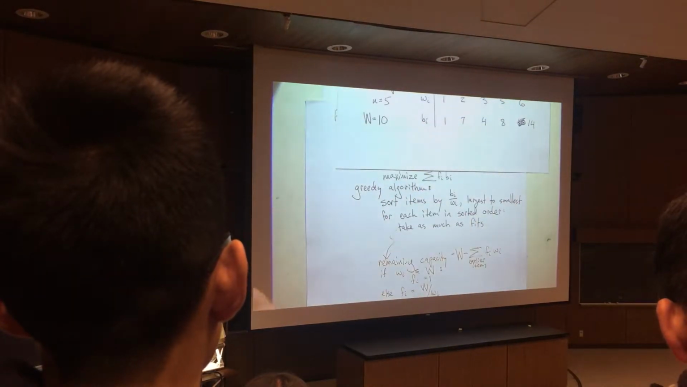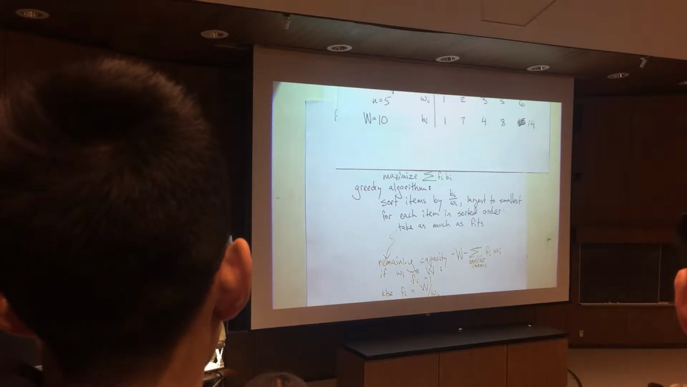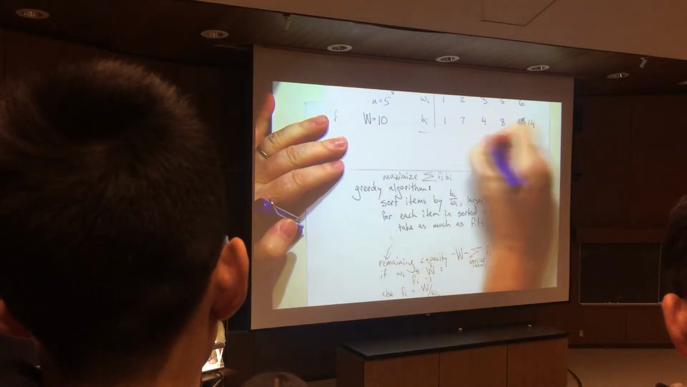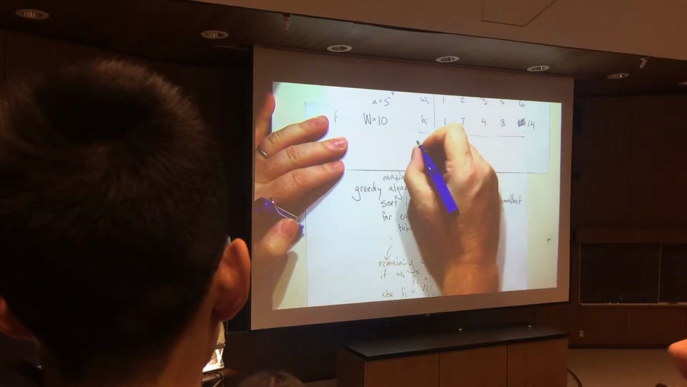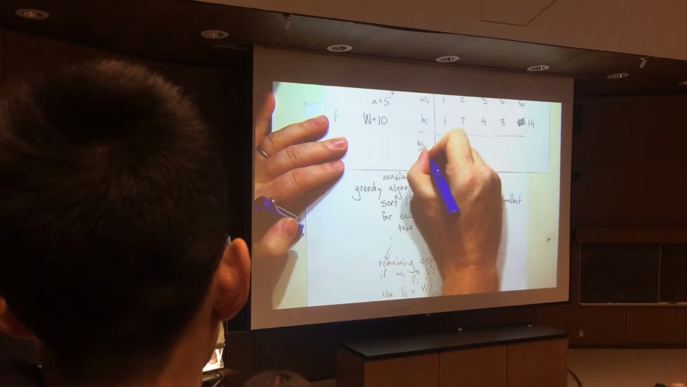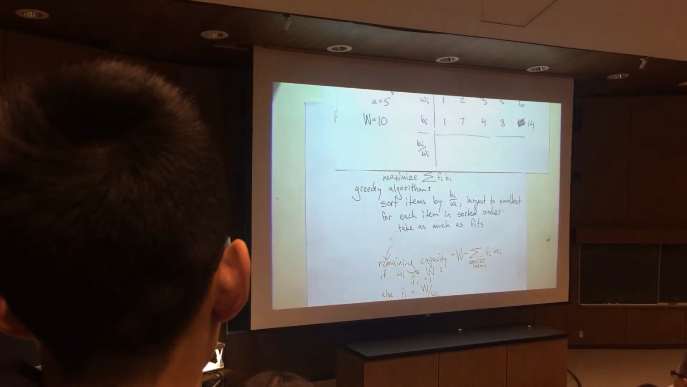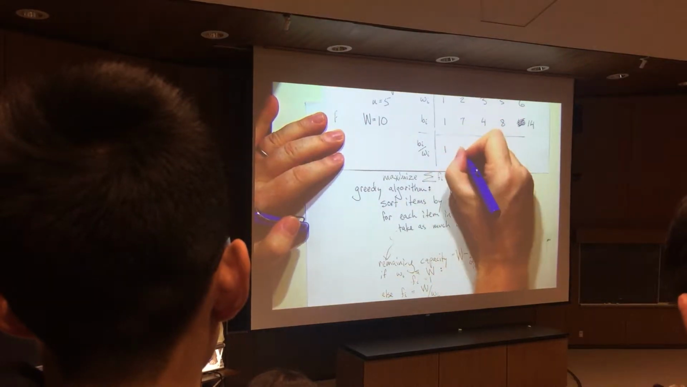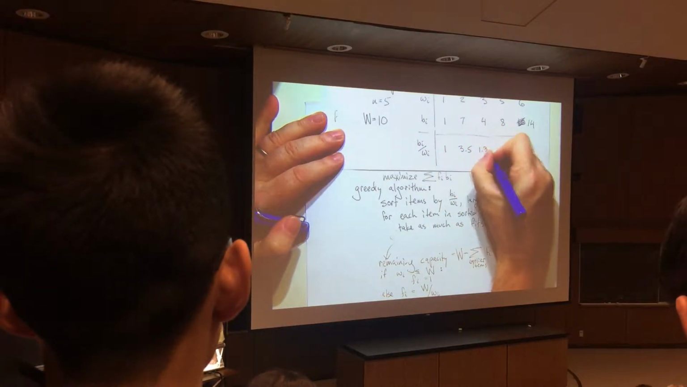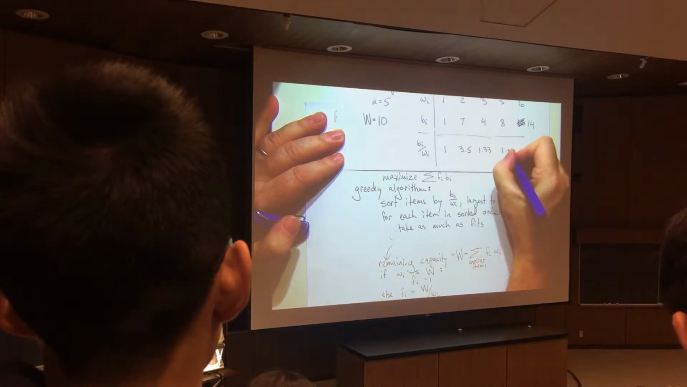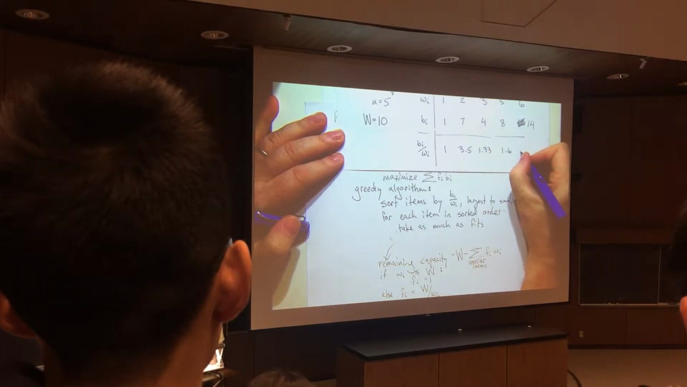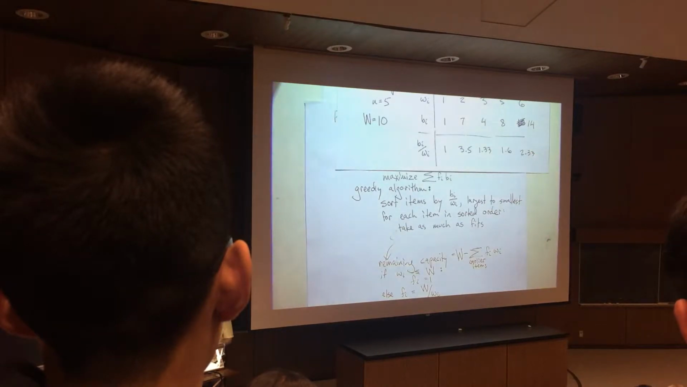if I extend this table by one more row to look at the Di over Wi, that's the cost per pound, if you think of it that way. It's a familiar number. We get 3.5, 1.33, 1.6, and 2.33. And so that's the order that we're going to go through in this greedy algorithm.